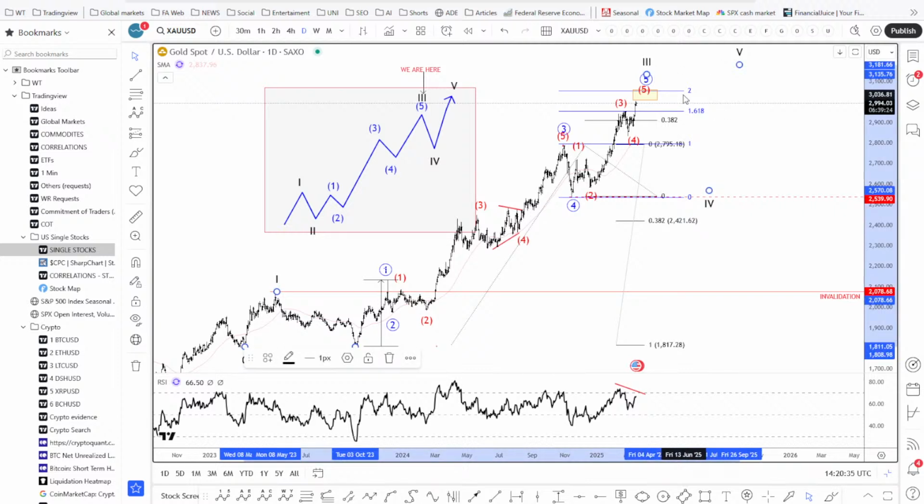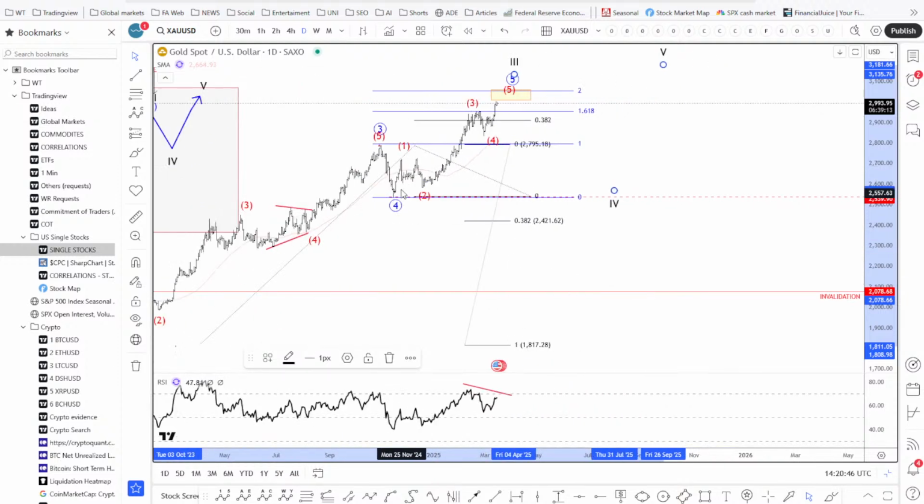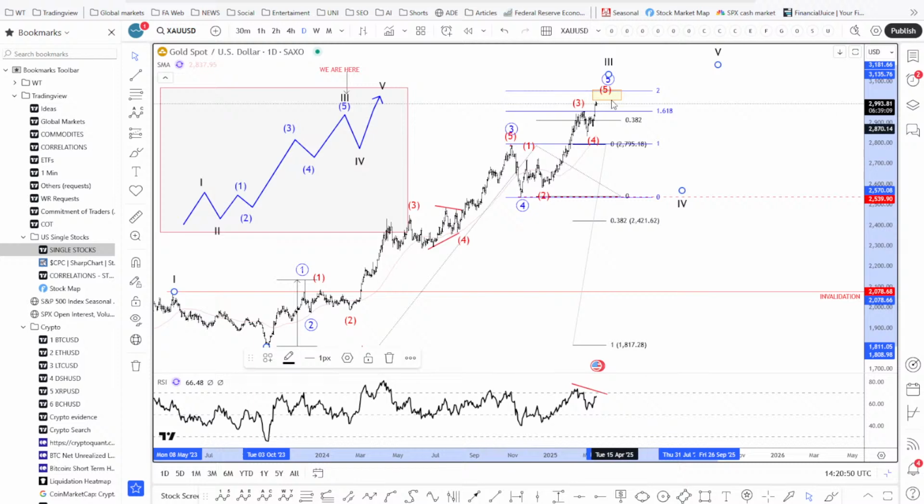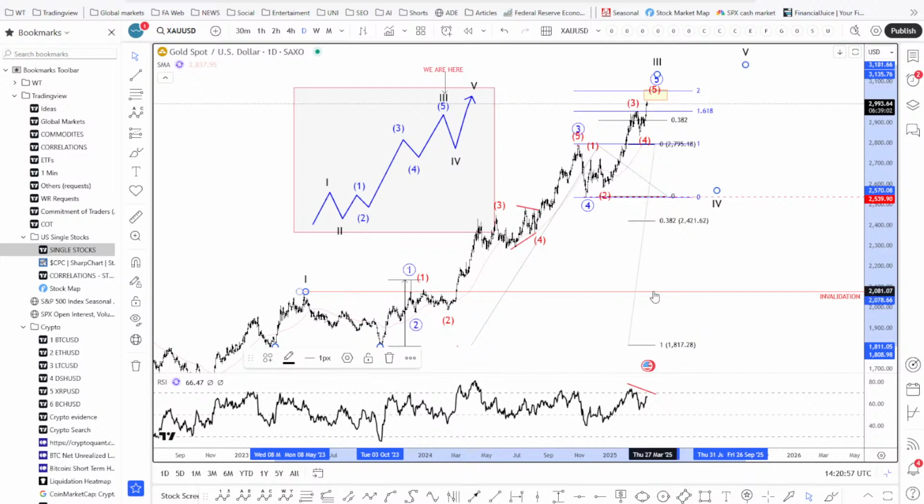So I see some resistance around 3050, 3100 possibly, but the idea is that you are in the late stages of this extended wave 3. Okay, maybe only, let's say, of late stages of this red wave cycle. But still you should be aware of potential pullbacks in the next few weeks rather than be surprised.